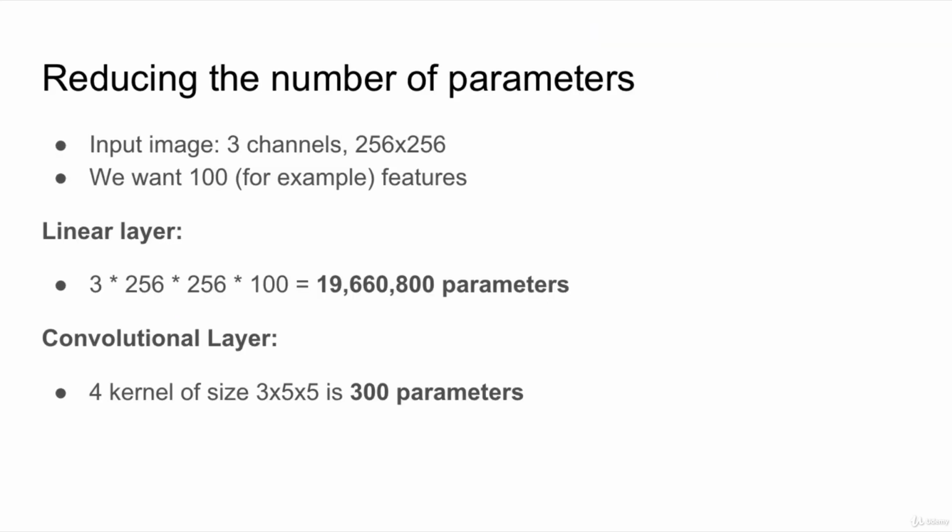Let me demonstrate the main advantage of convolutions against linear layers. Assume we have an input image with 3 channels of size 256×256. We want to obtain 100 output features after the first layer. Then, using a linear layer, we will obtain 19 million parameters. At the same time, 4 convolutional kernels will have only 300 parameters. Now you see the difference.